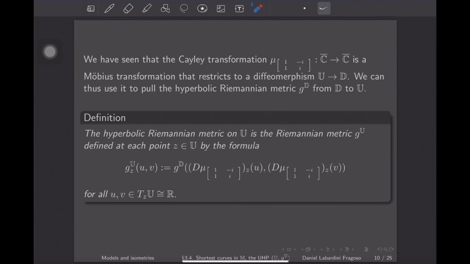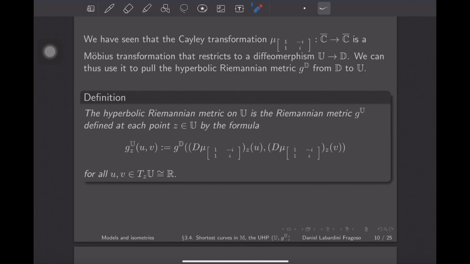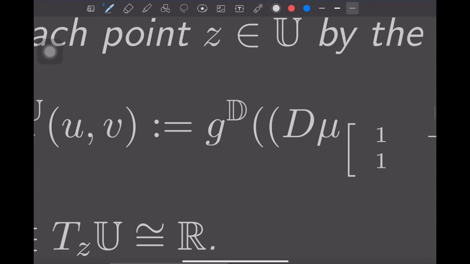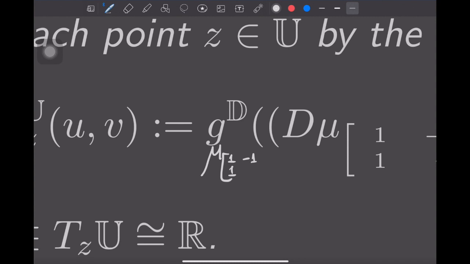Now we already have a Riemannian metric on D, and so we're just going to pull it through Cayley's transformation, and that we call the hyperbolic Riemannian metric on the upper half plane. It's the same idea, right? If I take a point and two tangent vectors, I define the inner product between the two tangent vectors at the tangent plane at Z to be the corresponding inner product, but here I would have to write mu at the image of Z.